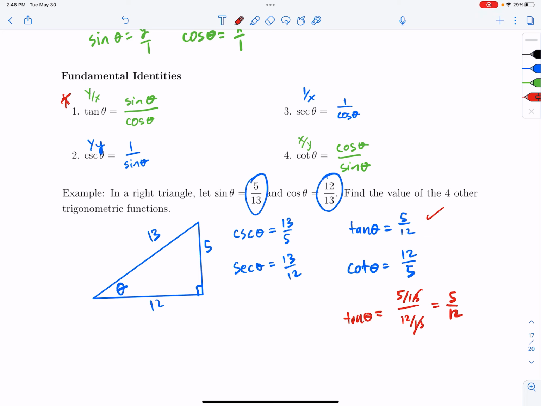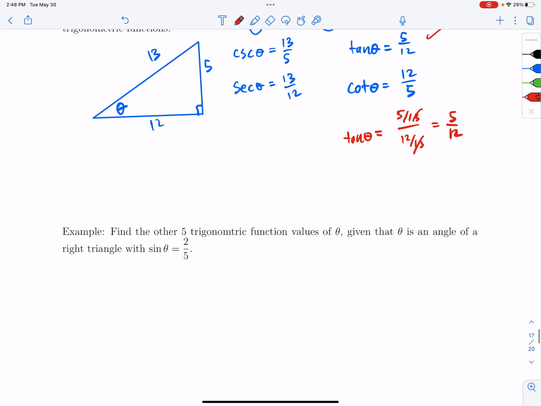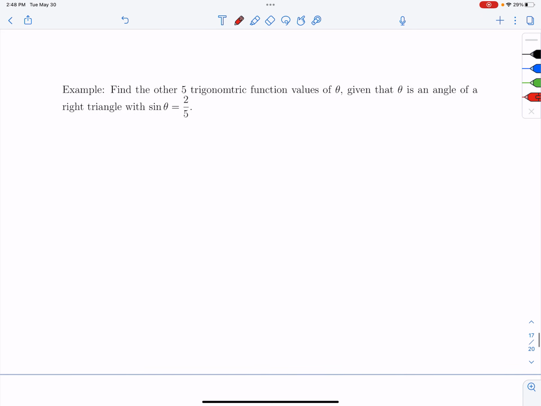What we'll see in trig is that there are many different ways of using these identities to get what we want. All right, next example. Find the other 5 trig function values of theta, given that theta is an angle of a right triangle. Okay, so let's draw another right triangle. And we're going to say that theta is down here again. Actually, I'm going to do it up here just to show that it doesn't matter which of those two angles we use. And it says sine of theta is equal to 2/5.